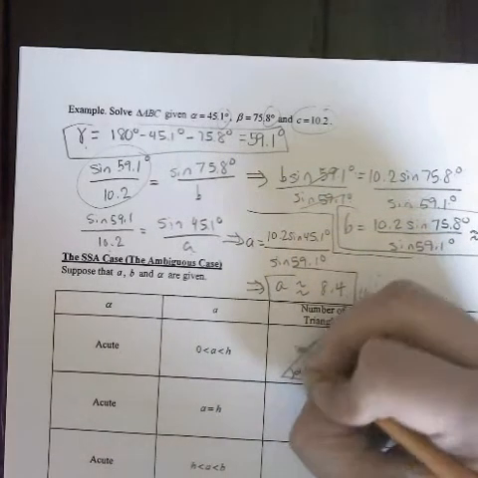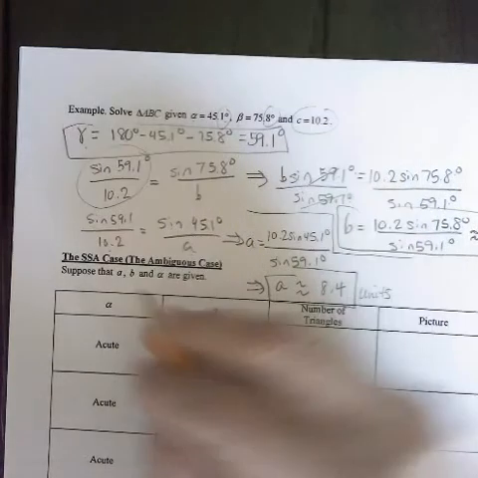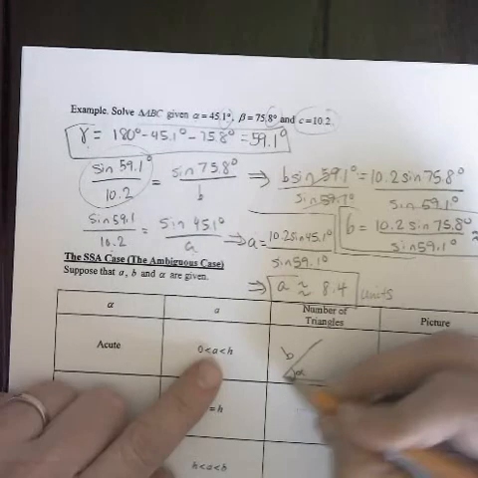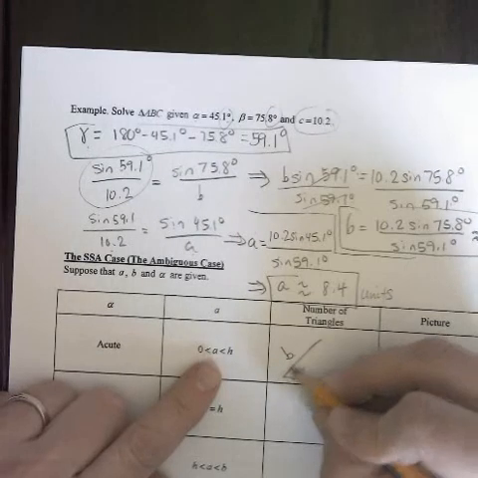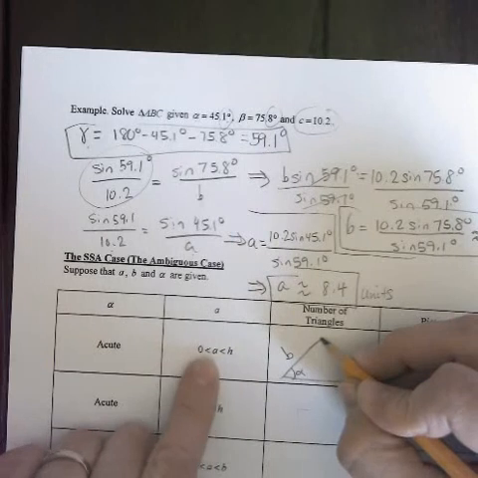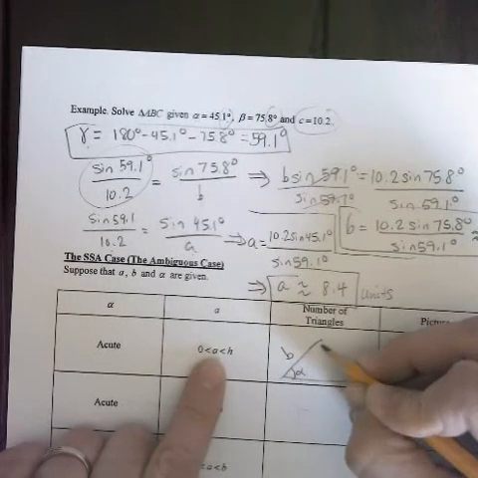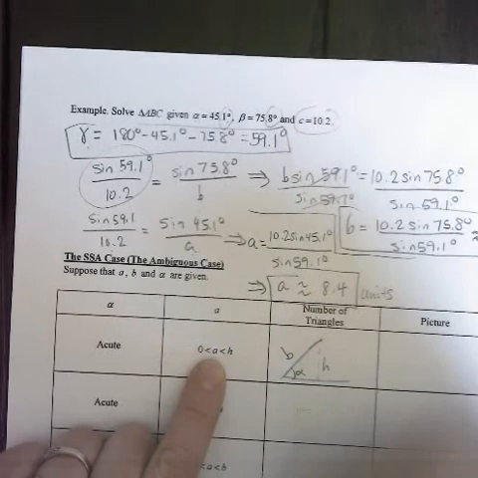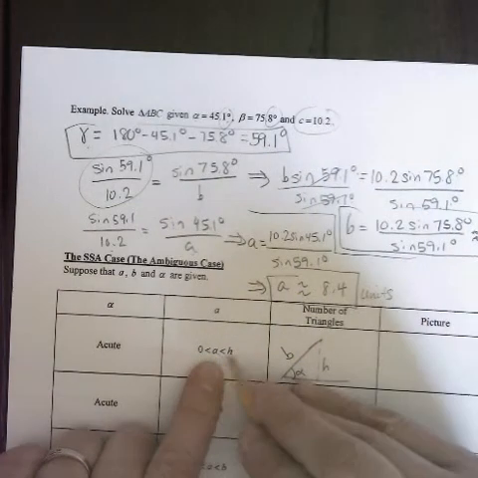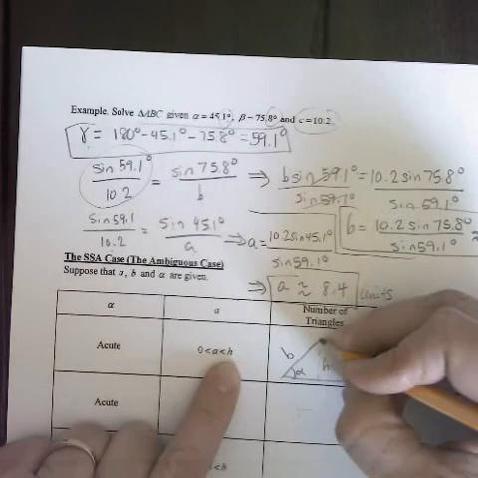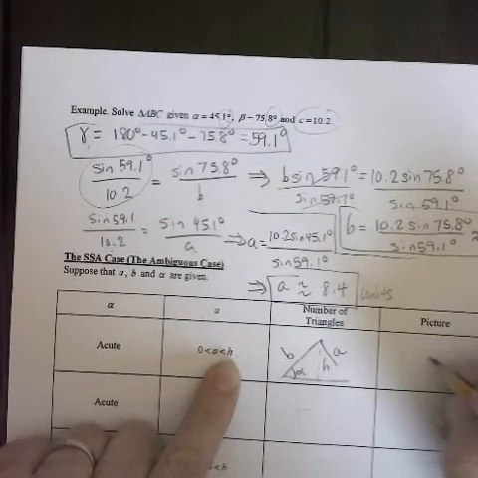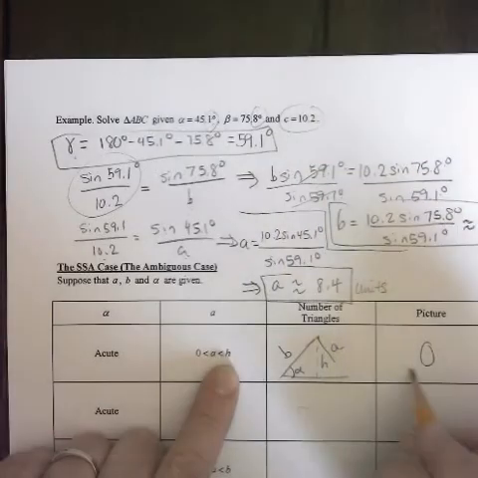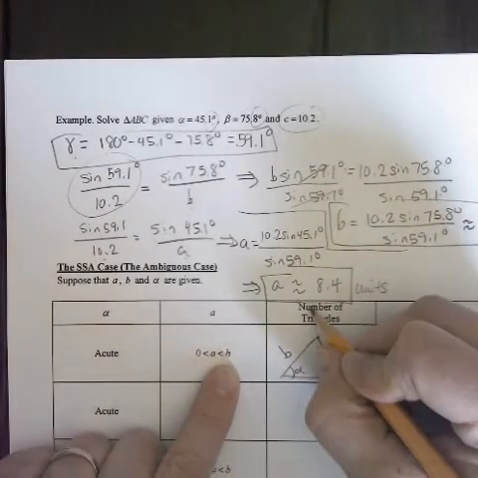I'm going to use B. So if alpha is fixed, B is this long. The question is, is this length of A long enough to reach the base of this triangle? So this is H. If A is smaller than the actual height, then you don't, whoops, I messed this up because I was supposed to draw the picture here. Well, we'll just do this. This will be the picture. This will be the number of triangles.